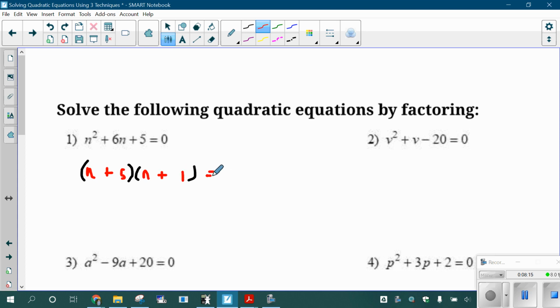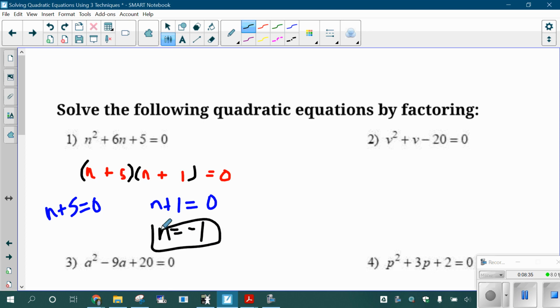And since it is factored now, what you do is you set each factor equal to 0. So since n plus 5 is one factor, I set that equal to 0 and solve it. And since n plus 1 is the other factor, I set that equal to 0 to solve it. Subtract 1 from both sides, I get negative 1 here. Subtract 5 from both sides, I get negative 5. Again, I'm getting out 2 answers here.